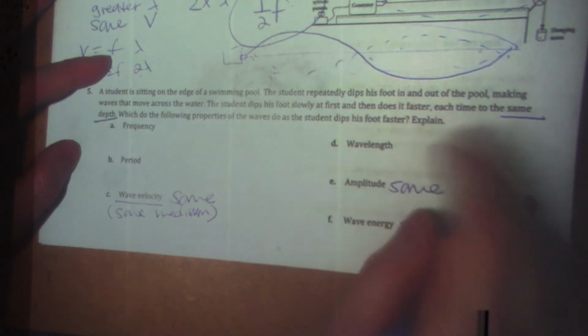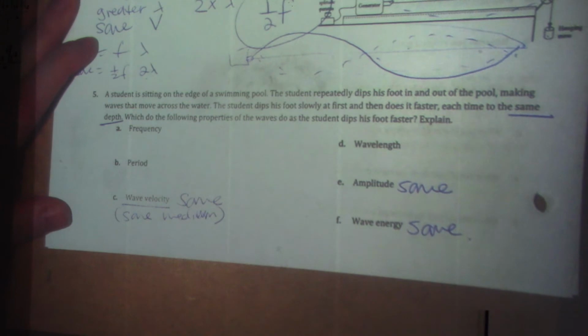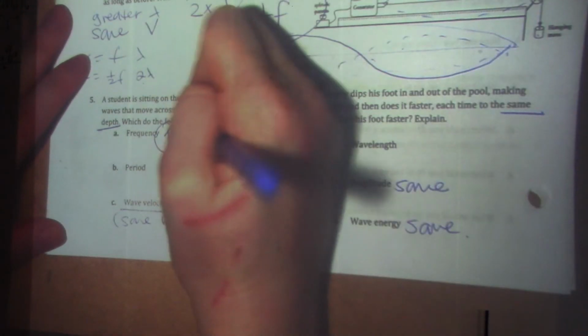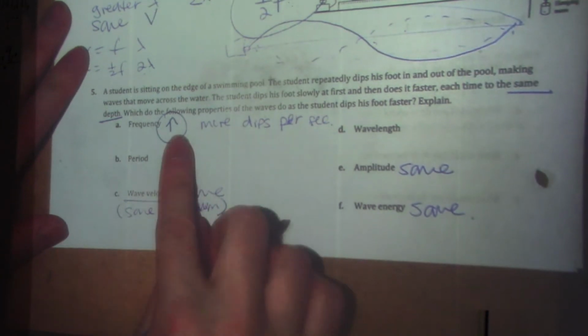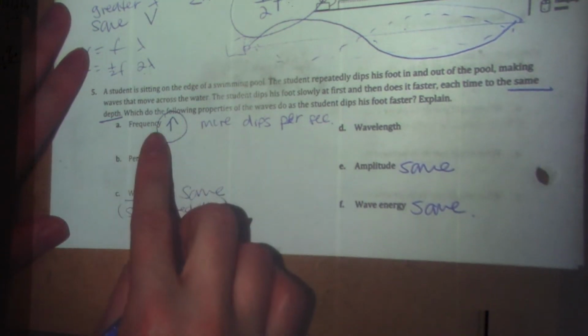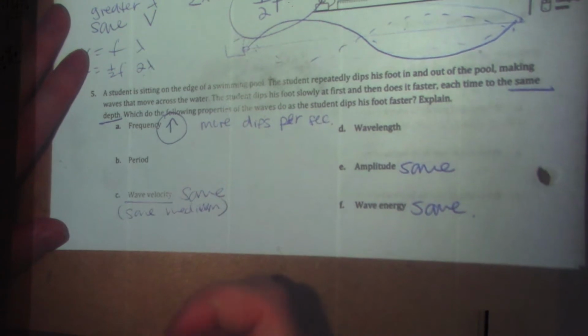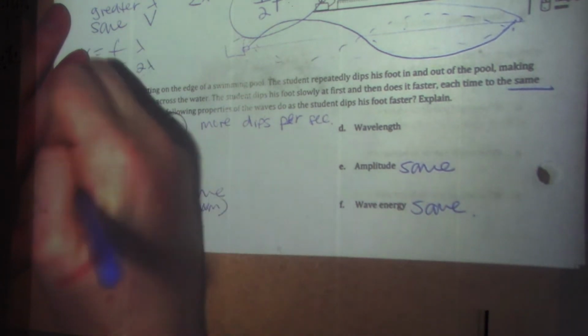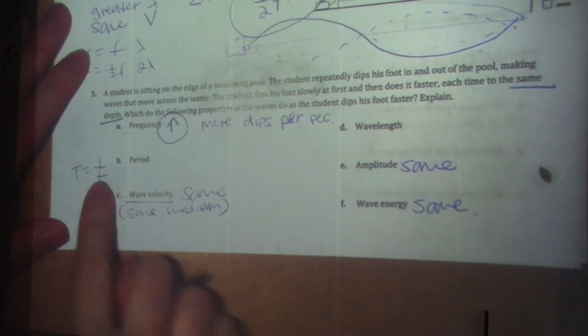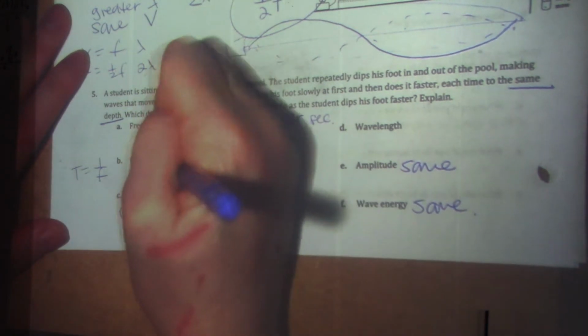If you're dipping slowly at first and now you're doing it at a faster rate, you're doing more dips per second, so you're sending more waves per second, which means you're increasing the frequency. Because you're sending more dips or more waves, literally, per second, which is the definition of frequency, the waves per second. Now your period is inversely proportional to the frequency, because period is just 1 over frequency, so if I increase frequency, that means you're decreasing the period.